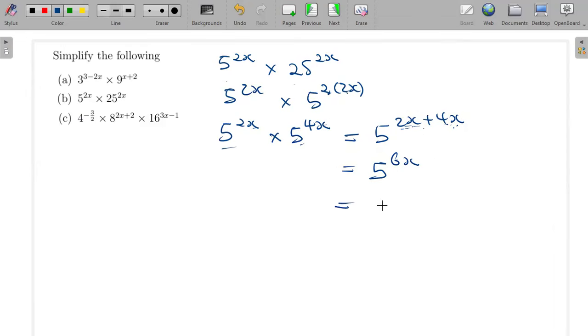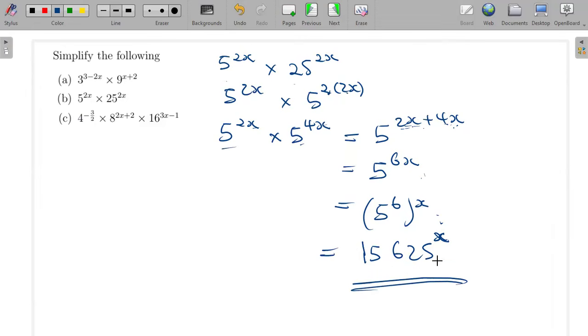Okay, and here, since this is multiplication, I can write this like that, according to that law which I learned earlier. So this and that are just the same. Okay, so now what is 5 to the power 6? 5 to the power 6 is 15,625, like that. So this is going to be to the power x, because the x has remained. Okay, so this is what we get as our answer there.